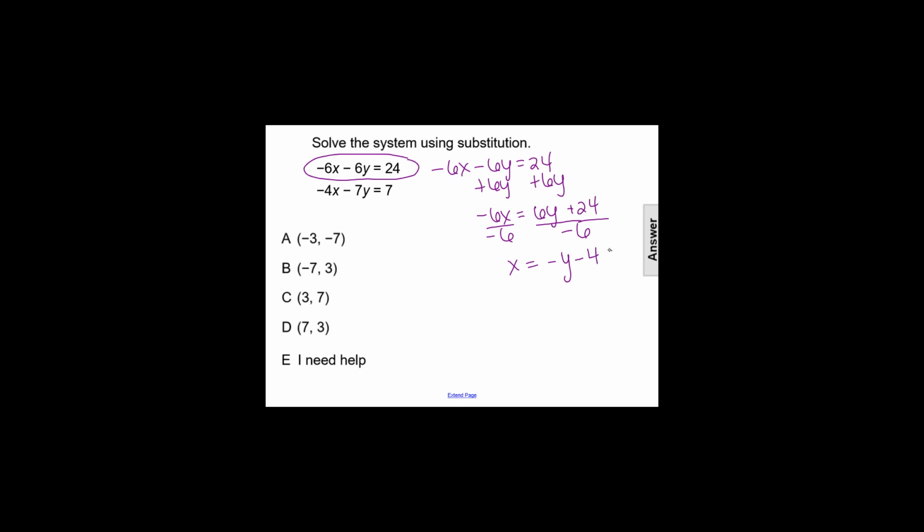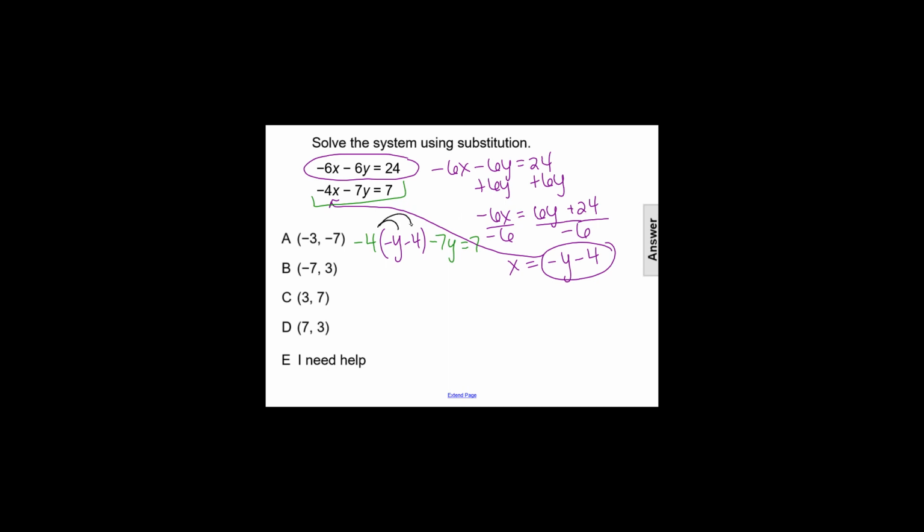Now I can take that expression for what x equals from the first equation, and substitute that expression for x in the second equation, negative 4x minus 7y equals 7. So now that will be negative 4, but it's not x anymore. Remember, we're substituting in negative y minus 4. So that would then be minus 7y equals 7 to finish the equation. We can now solve this equation for y.